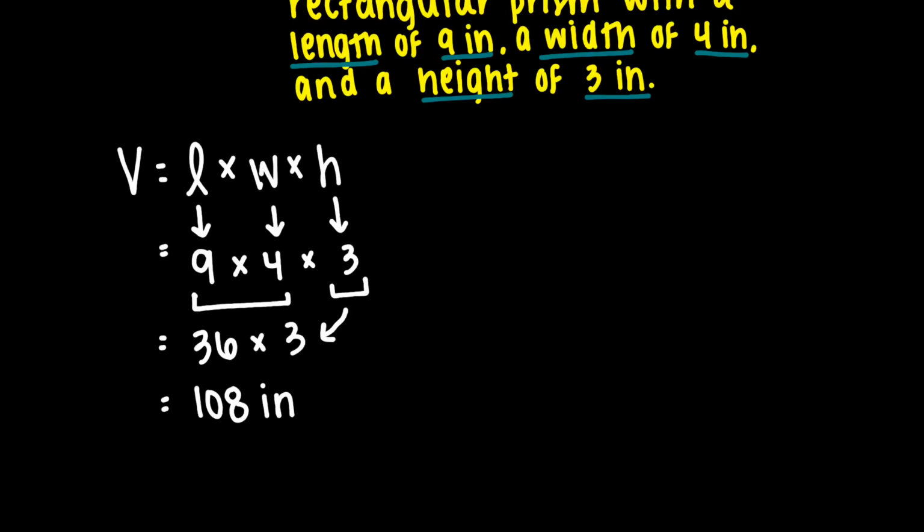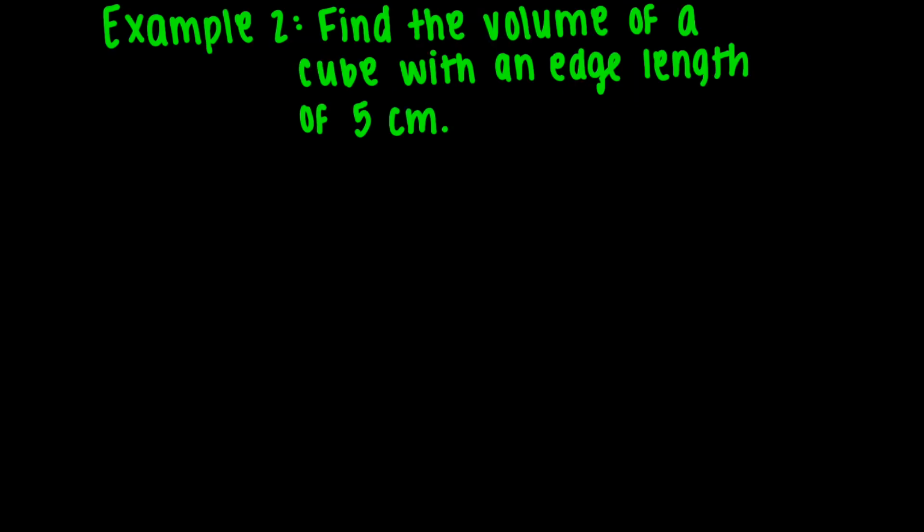Since we're now in volume, it's not squared. It's actually going to be cubed. So now example 2, I tell you to find the volume of a cube with an edge length of 5 centimeters. You need to remember that a cube is a type of rectangular prism, and since we know that, our formula is volume equals length times width times height.